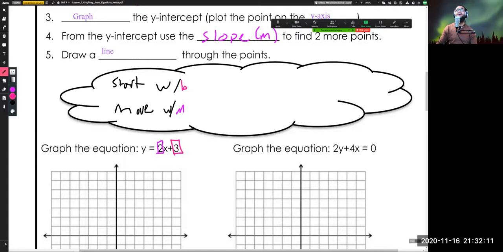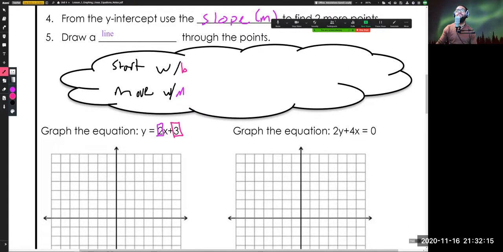So I've identified my slope and my y-intercept, and from the y-intercept, we're going to use our slope to find two more points. This is our y-axis, in case you don't remember, going up and down. We're going to start at 0 and go to 3 on our y-axis: 1, 2, 3. That's why it's called our y-intercept, because we start on the y-axis. Once we're here at 3, we're going to use our slope to move.